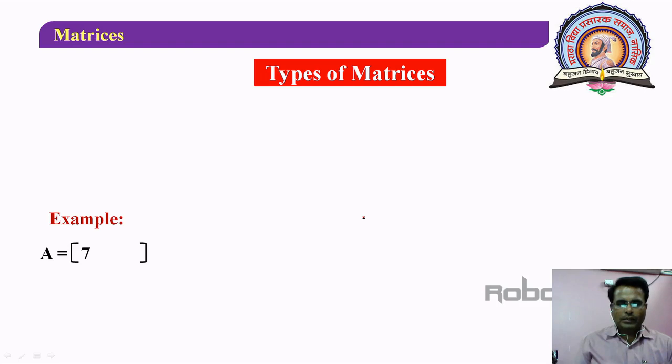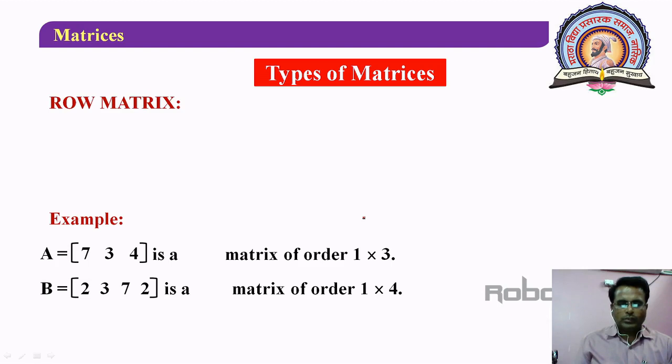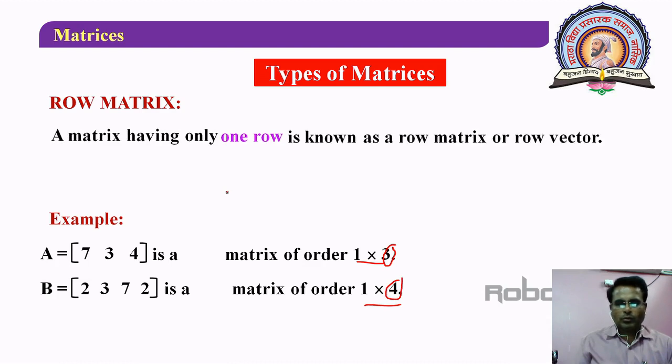Here matrix A consists of elements 7, 3, 4. So it is a matrix of order 1 by 3. Similarly, B is a matrix consisting of elements 2, 3, 7, 2. So it is also a matrix of order 1 by 4. So these are the matrices which contain only one row, but the number of columns may be distinct. Such a matrix in which only one row is there is called a row matrix. So a matrix having only one row is called a row matrix.